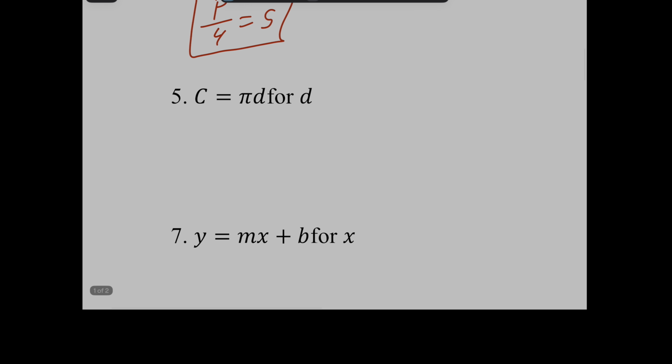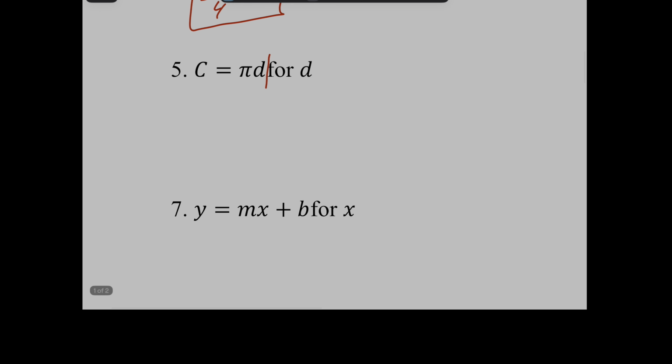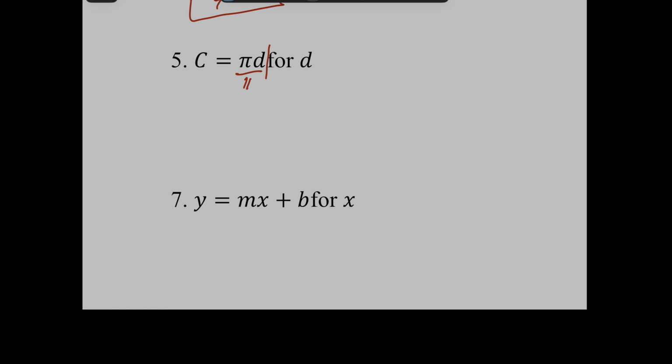Number 5, C equals pi d, and we're going to solve for d. Well, pi is what's in the way. The pi is multiplying the d, so we're just going to divide by the pi. Boom, boom, and we're going to get d equals C over pi. Boom, boom. Ready?